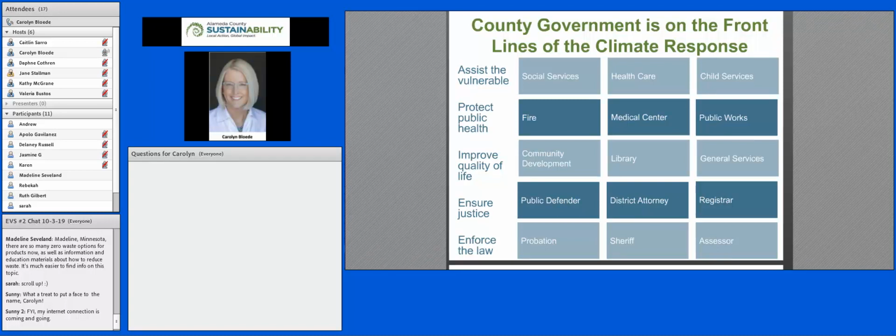So as county government, we're on the front lines of the climate response. Our services assist the most vulnerable, like the elderly, children, low-income communities. We're also responsible for protecting public health and providing emergency response, and we also play a role in how we build our communities.